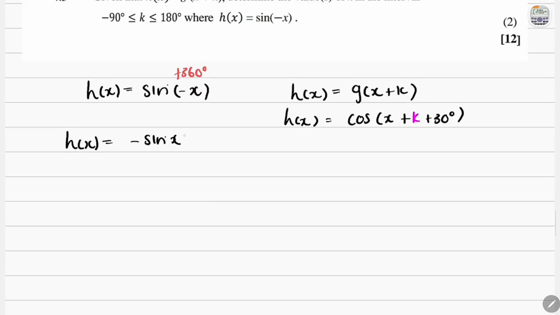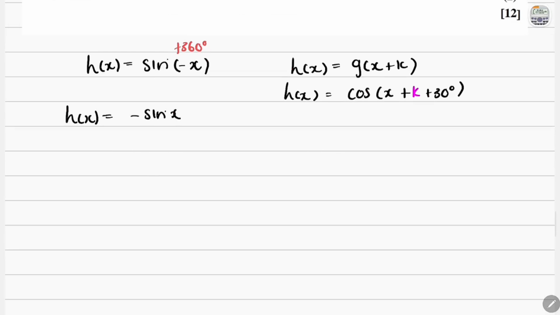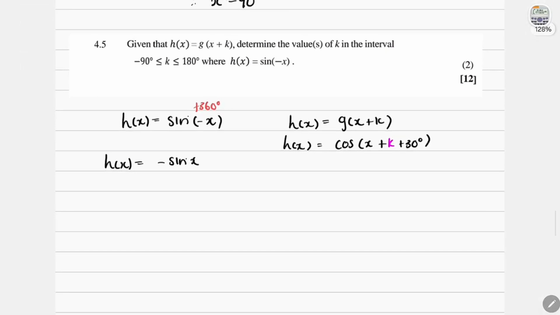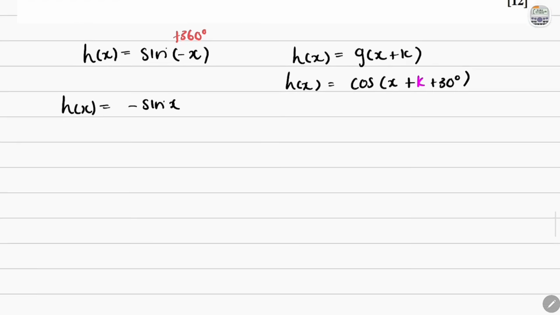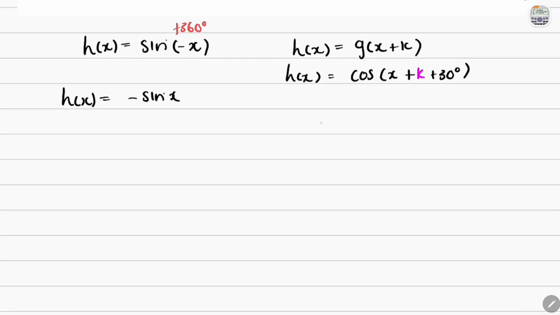Okay, so how do we get negative sine x to look like that? Well, we needed to say cos first. We can do that using cofunctions. And honestly, I've seen this question before. I think it might have been in a grade 12 paper, I'm not sure. So look at what we can do here. With our cofunctions, there's one that specifically says cos of 90 degrees plus x is equal to negative sine x. It's the only one that gives you a negative.